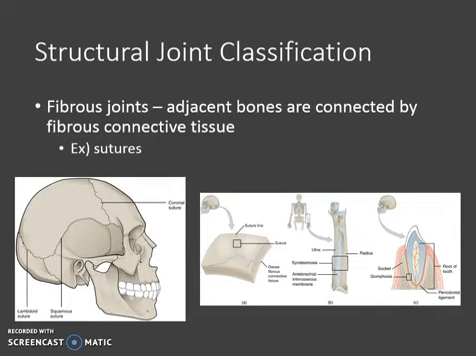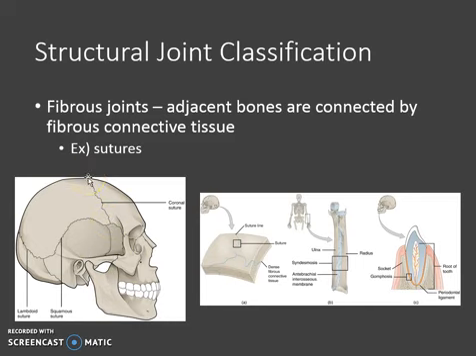A really common example are sutures, which are joints found in between the bones in the skull. We typically think of the skull as being a fairly solid structure, and a lot of people think it's just made up of one bone. But in reality, you have the frontal bone, the parietal bone, the occipital bone, temporal bone, zygomatic bone, maxilla, etc. So you actually have several different bones that make up the skull, and those bones are connected by these very strong joints called sutures.